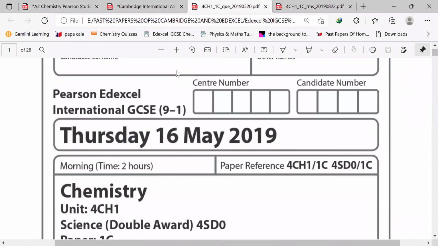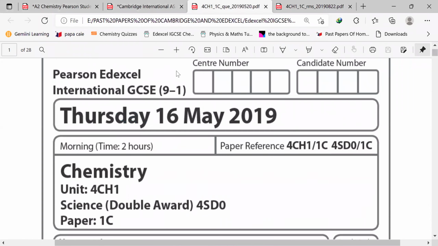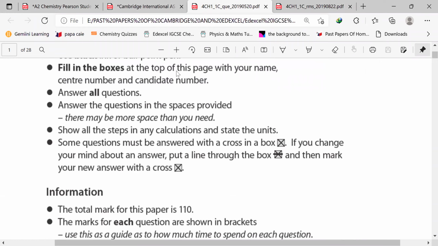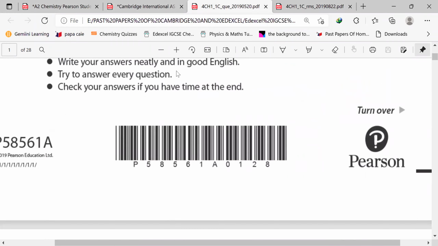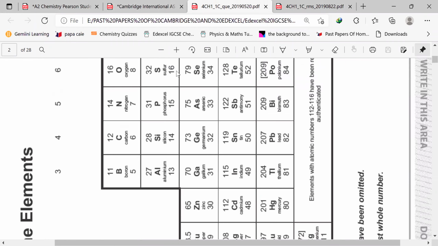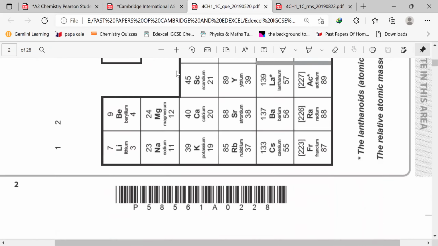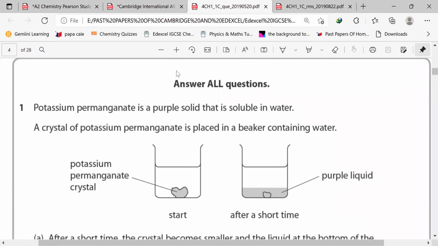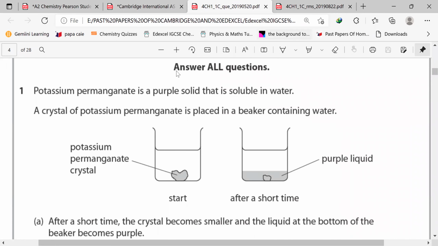Okay, start করি। এটা হচ্ছে May 2019 পেপার, হ্যাঁ, পেপার 1. Edexcel 110 marks, new paper, new syllabus, 19 June. Okay, start করি। Number 1. Start.